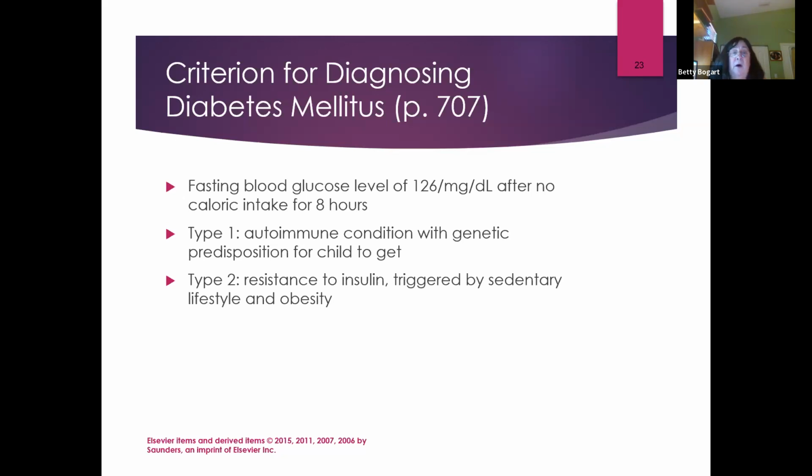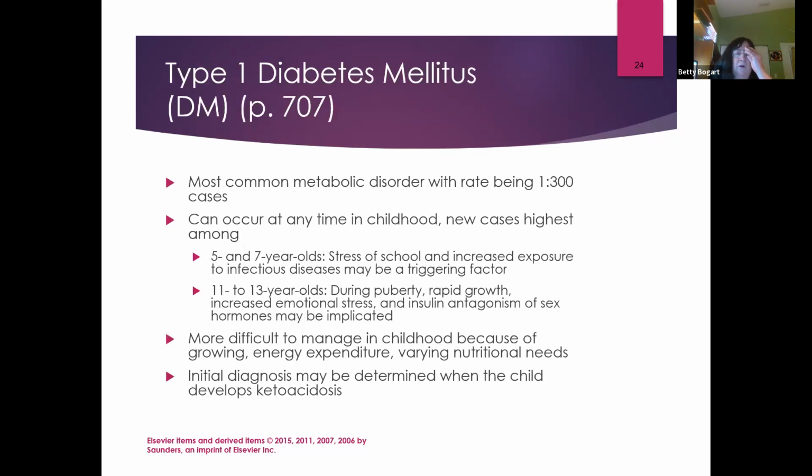There are type 1, as I said, that's the autoimmune, the insulin doesn't work. And then type 2, something happened and it stops. It causes resistance to the insulin, and again, there's medications, oral medications that we can do for that.